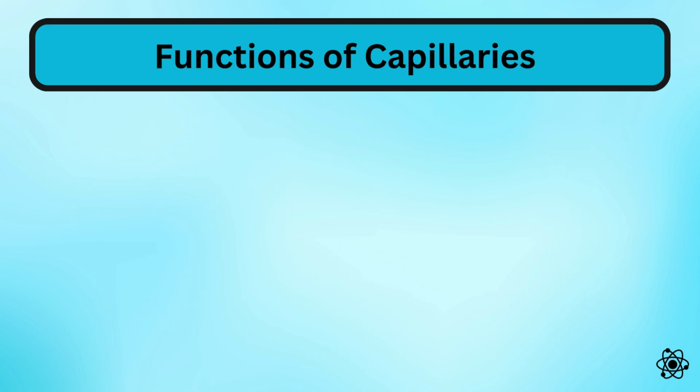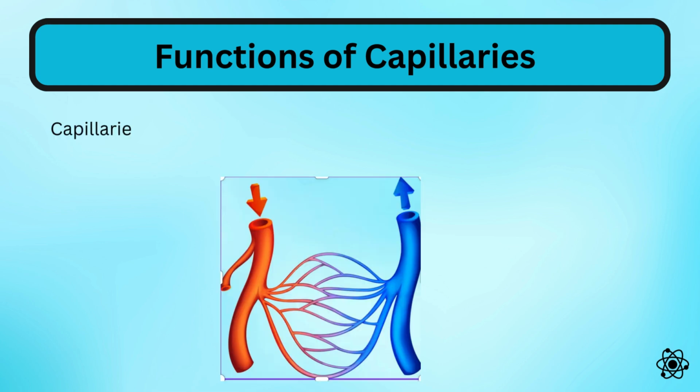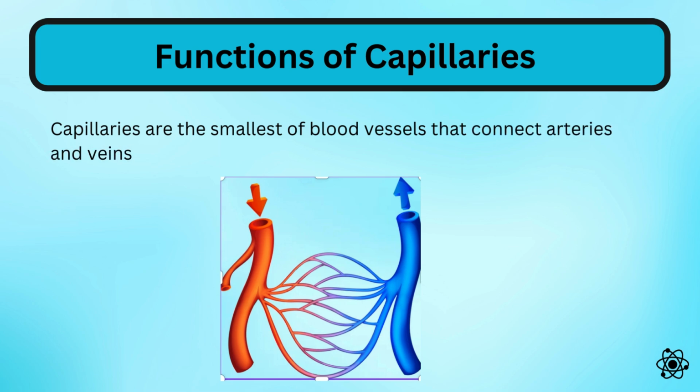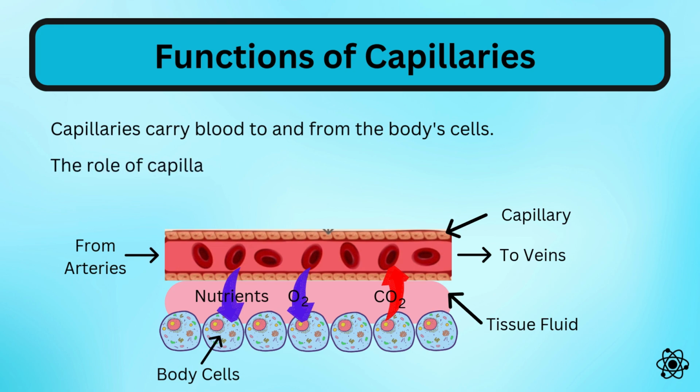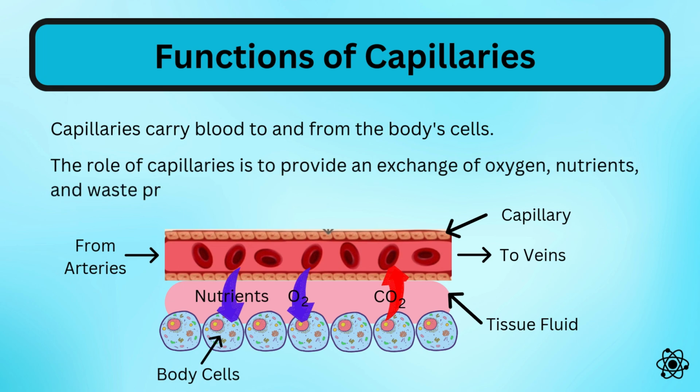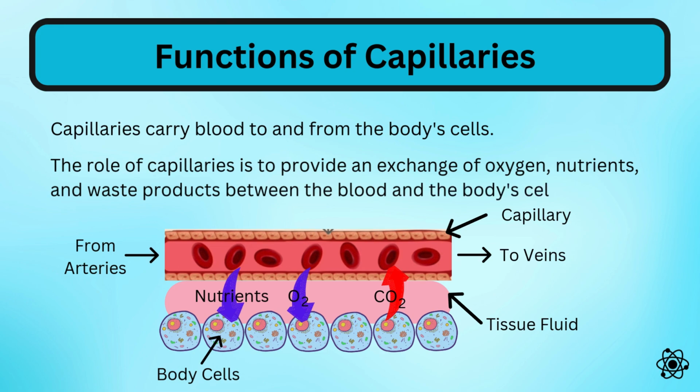Next, let's learn about the function of capillaries. Capillaries are the smallest of blood vessels that connect arteries and veins. Capillaries carry blood to and from the body's cells. The role of capillaries is to provide an exchange of oxygen, nutrients, and waste products between the blood and the body's cells. So, capillaries supply all cells with their requirements and take away their waste products.